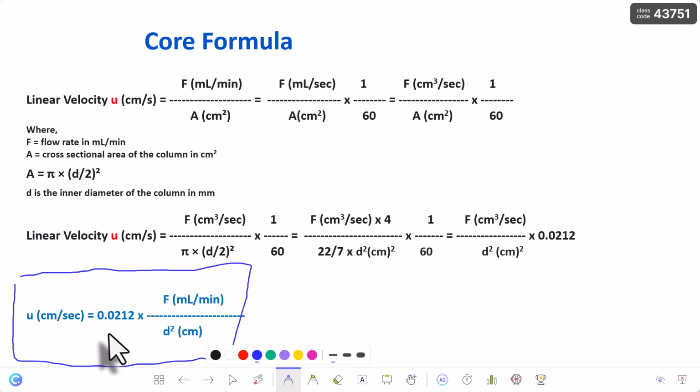Linear velocity equals 0.0212 into flow in terms of ml per minute, divided by diameter square, where diameter is expressed in centimeter.